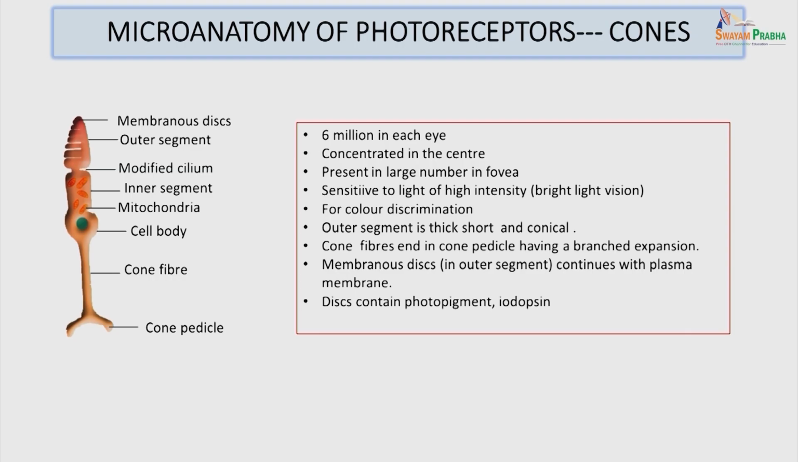Coming to the cones, 6 million in each eye, concentrated in the center, present in large number in the fovea, sensitive to light of high intensity, bright light vision. These are for color discrimination. Here you can see the outer segment, which is thick, short and conical. You can see the membranous discs present here. There are many, and these contain a photopigment called iodopsin. In the opposite end, you can see the cone pedicle, and here is the cone fiber, and the cell body is present here.